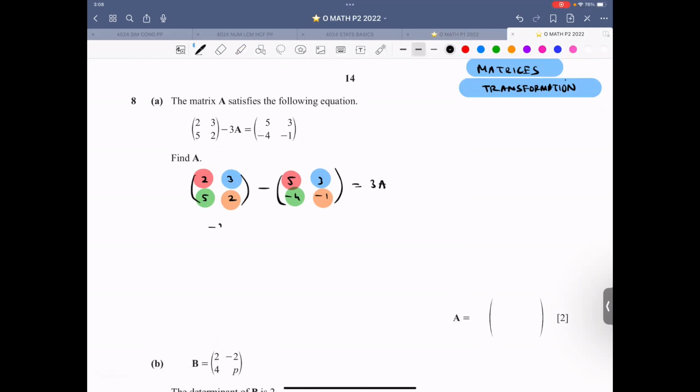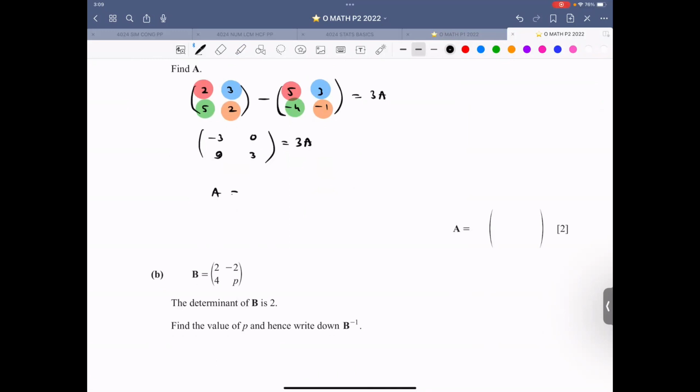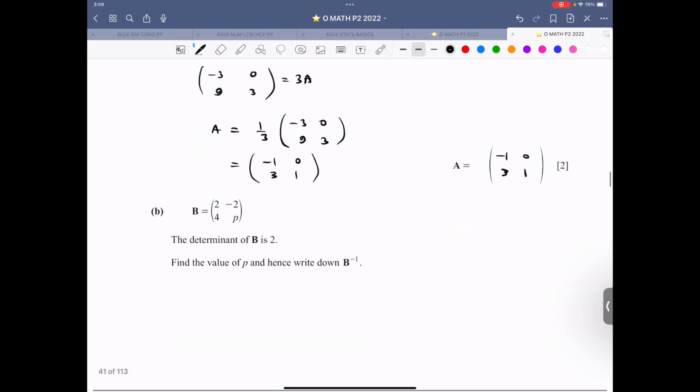So 2 minus 5, negative 3, 3 minus 3, 0, 5 minus minus 4, 9, 2 minus minus 1, 3. That is equal to 3A. So make A the subject. Therefore, A is 1/3 of minus 3, 0, 9, and 3. 1/3 gets multiplied with each one of them, minus 1, 0, 3, and 1. So this is minus 1, 0, 3, and 1. That is the answer for this part.